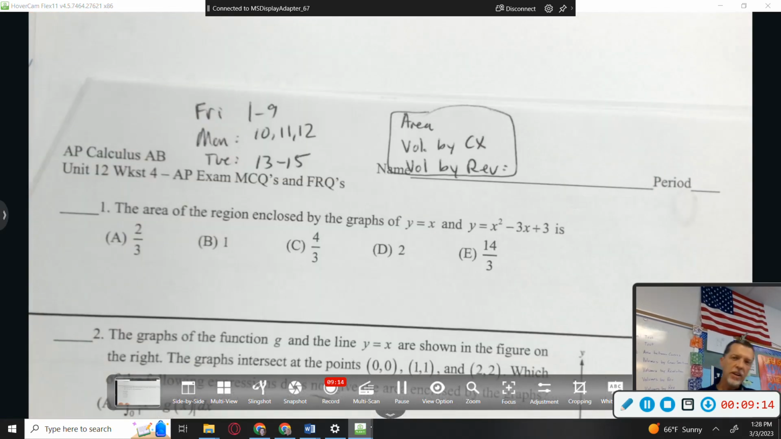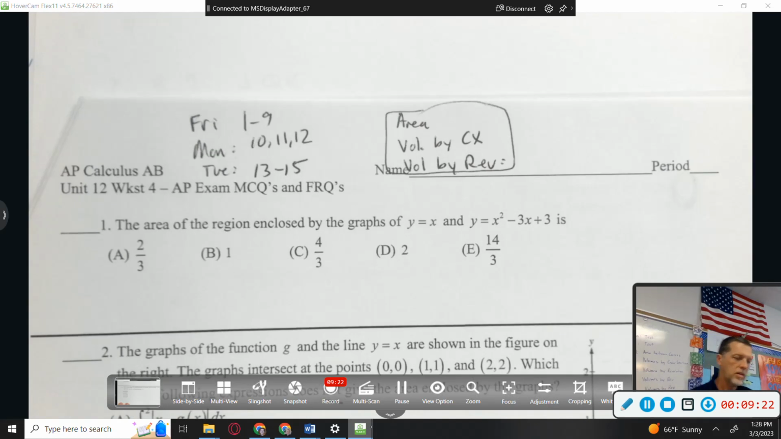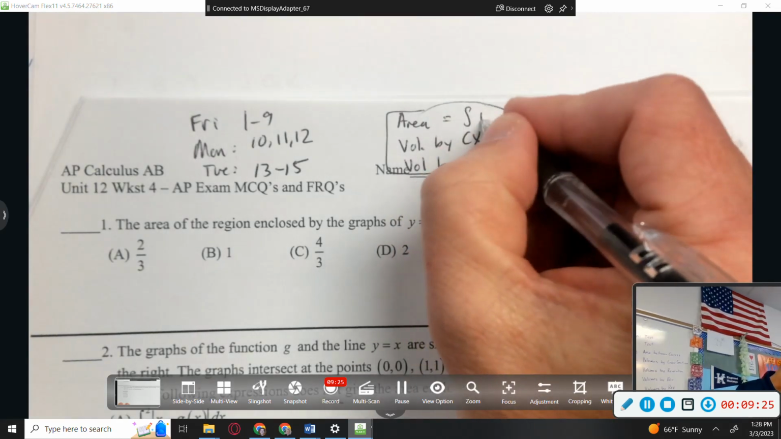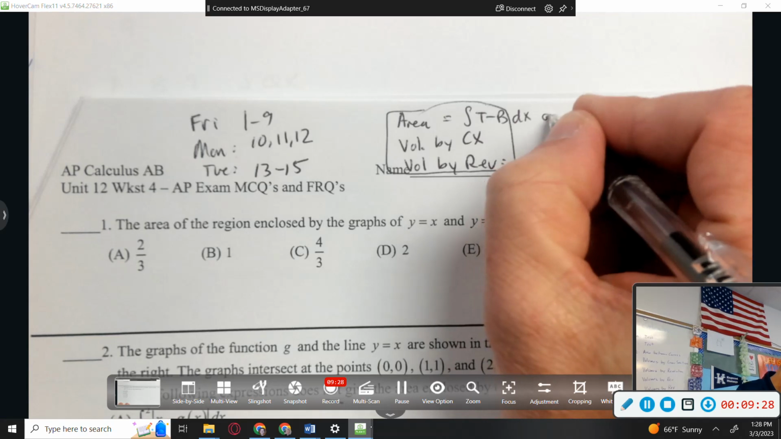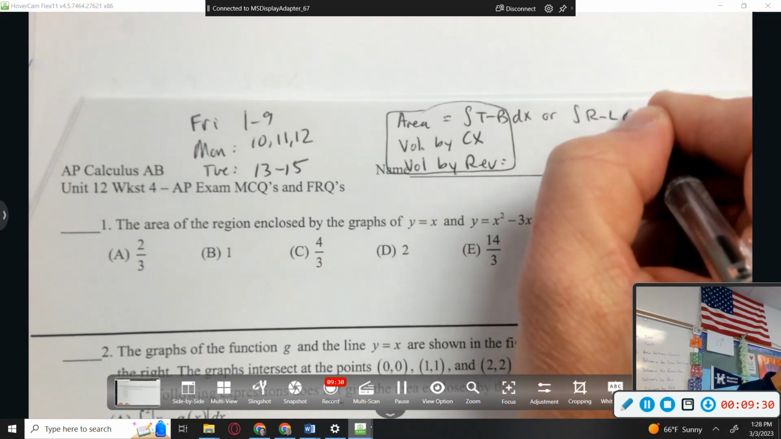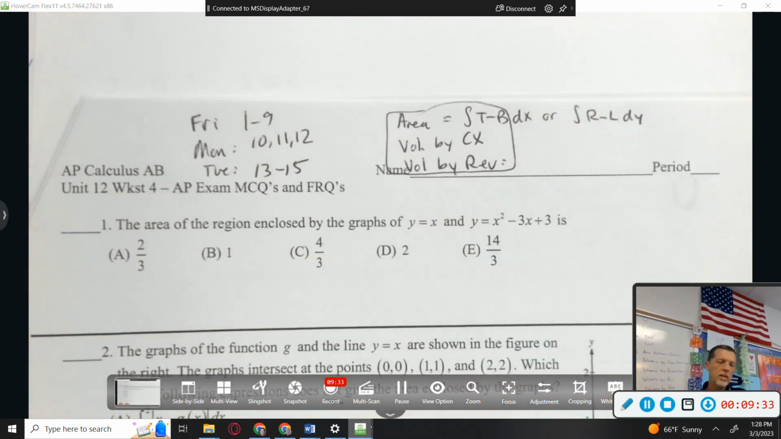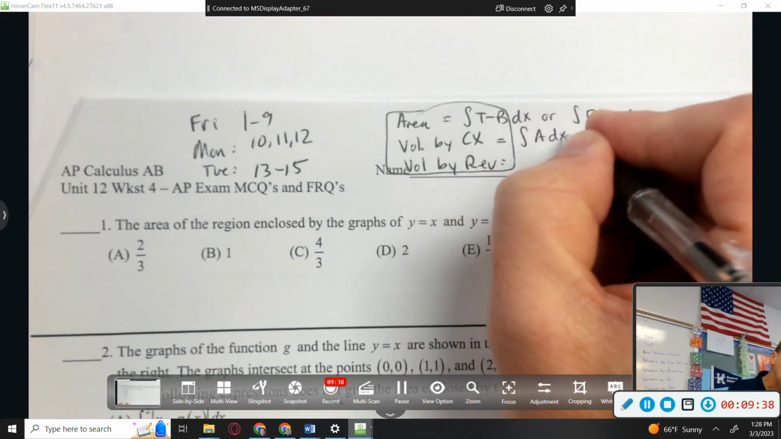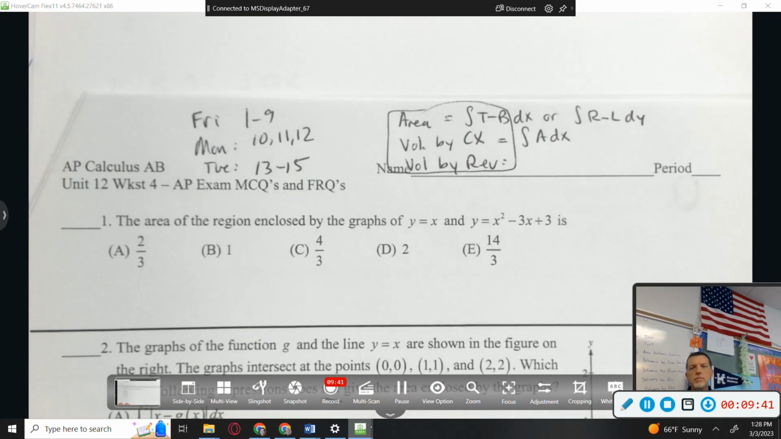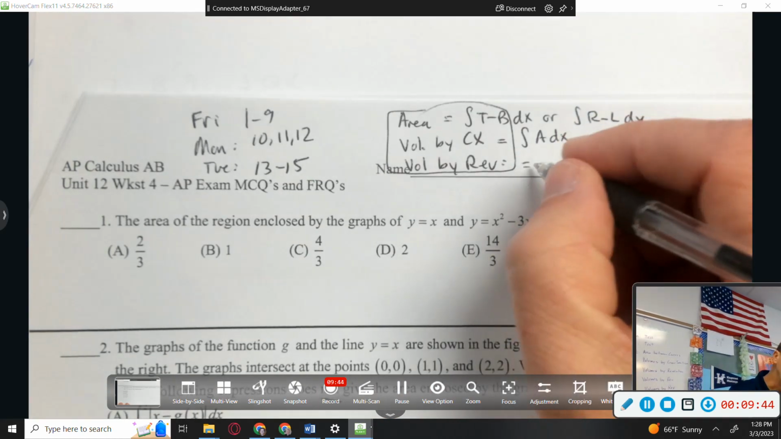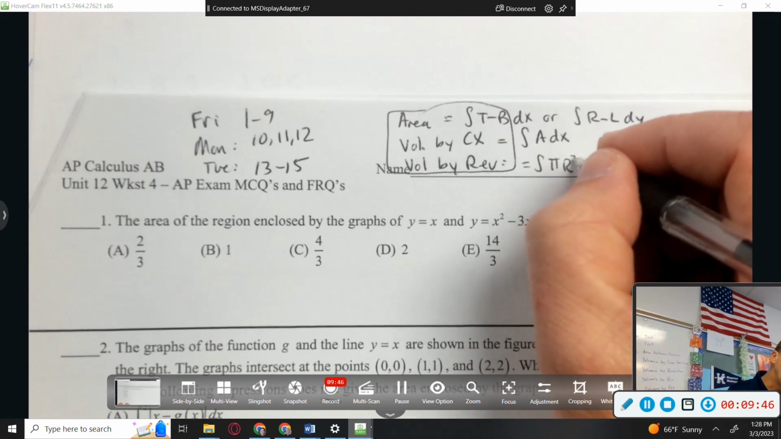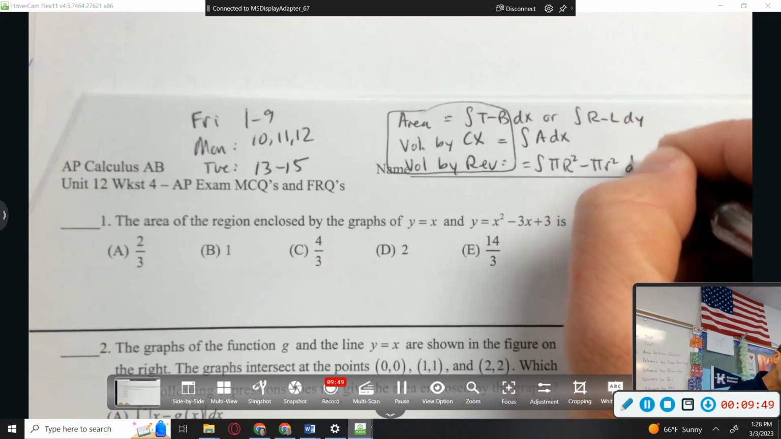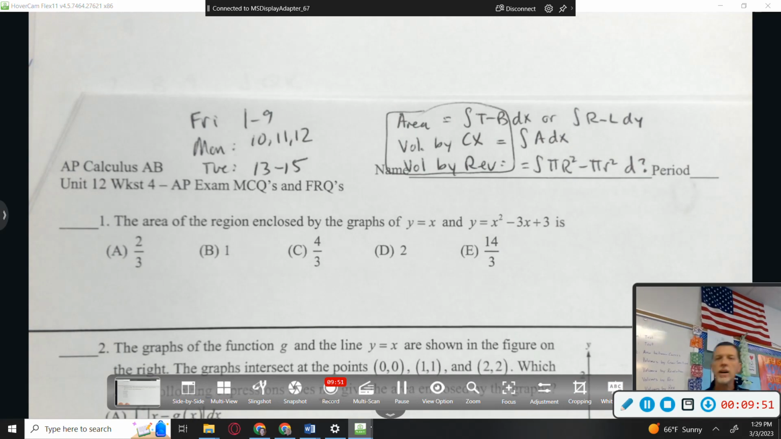Sorry. Area. So that's top minus bottom dx, or right minus left dy, depending on your setup. Cross-sectional area is add up all the areas, dx or dy, depending. And then by revolution, that's pi big R squared minus pi little r squared times dx or dy, depending.